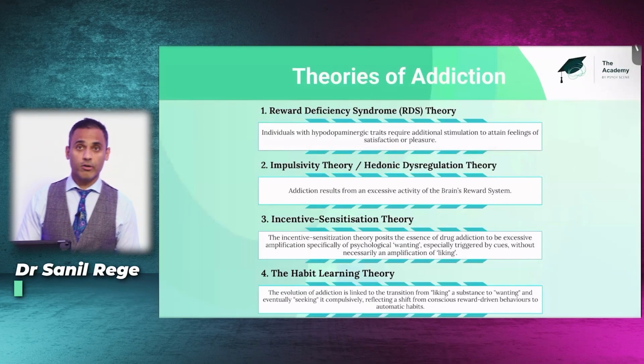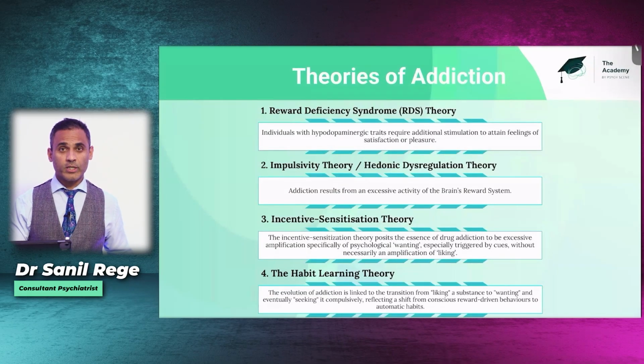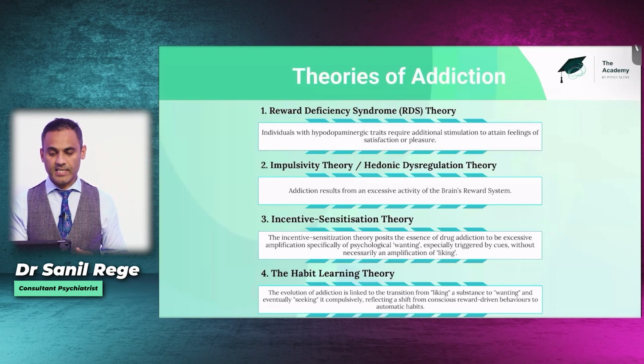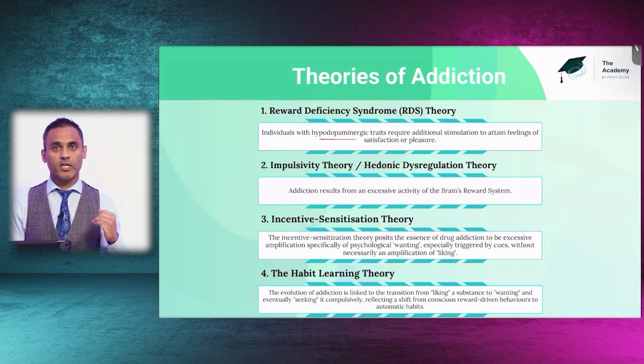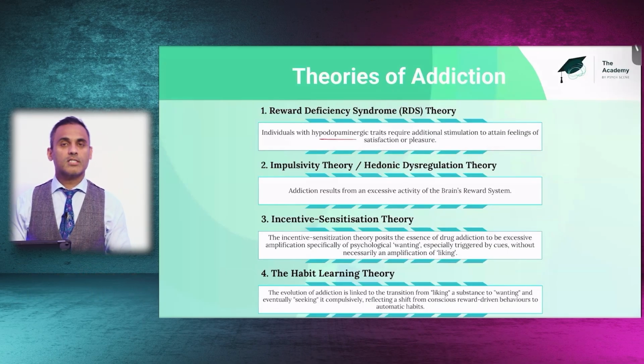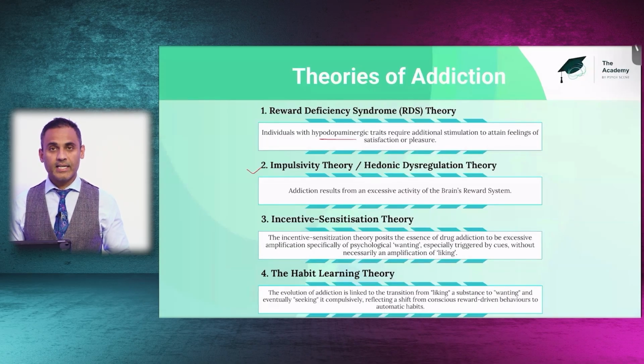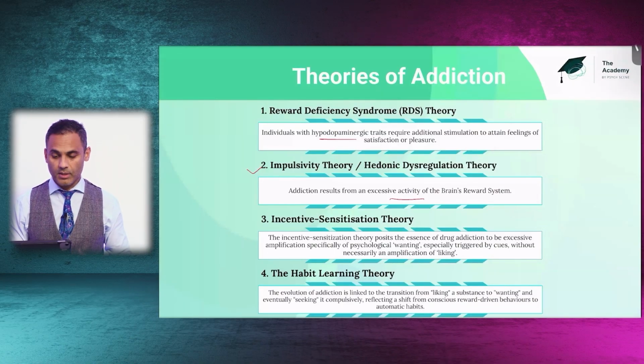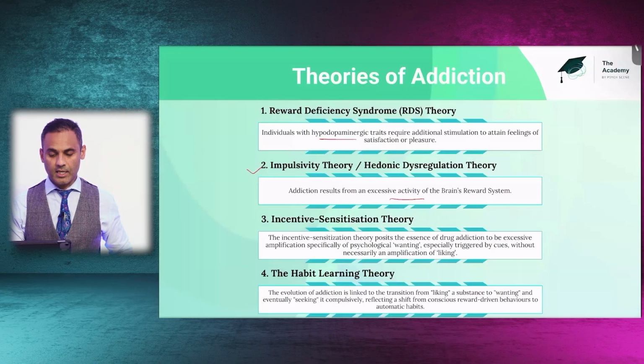What are the different theories of addiction? We've got the reward deficit theory, which basically says individuals with hypodopaminergic states will seek out substances. There is the impulsivity theory that says it's actually the opposite, where there is excessive activity of the brain's reward system that moves the individuals towards seeking.